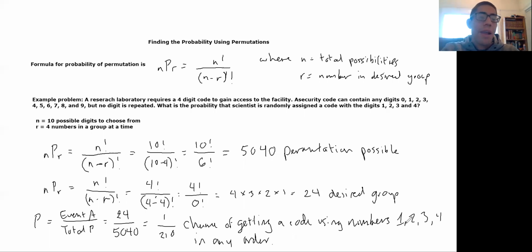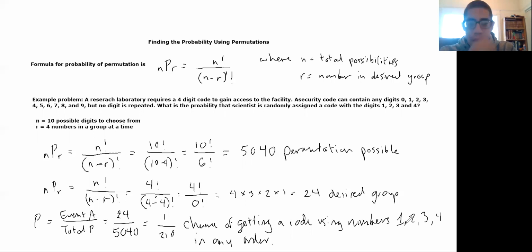But in order to figure out what is possible and what is not possible, you're going to need to use this formula that I have here. It says nPr is equal to n factorial divided by (n minus r) factorial, where n is the total possibilities and r is the number of the desired group. You're going to use this twice to find out 2 different pieces of information. So what do I mean by that? Let's go into the example.